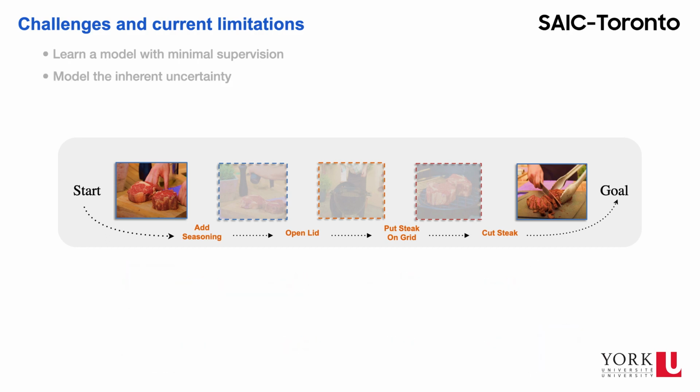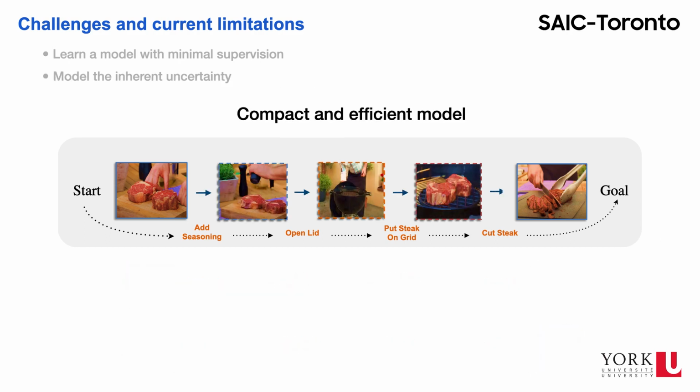And the third one is having a compact and efficient inference model. Existing methods use an autoregressive two-branch framework, which harms the long-term performance due to build-up error and slows down the inference speed.